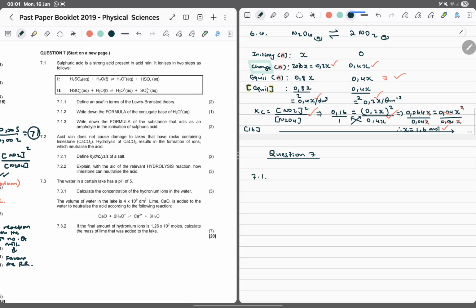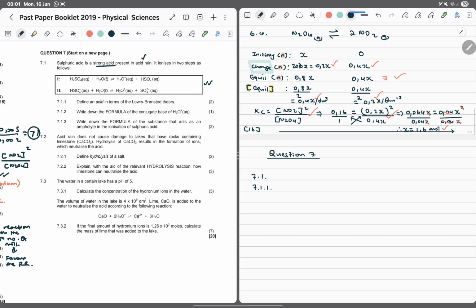So 7.1. We're told sulfuric acid is a strong acid present in acid rain. It ionizes in 2 steps, and we can see those. This is quite familiar stuff. So if you are a Matric student, you should know this already, because over so many times in textbooks, study guides, past exam question papers, this is stated multiple times. So we go straight to the questions here.